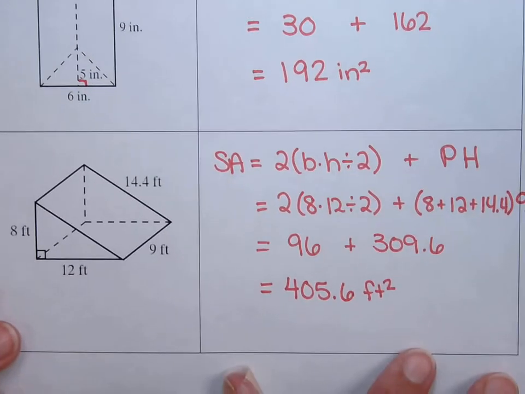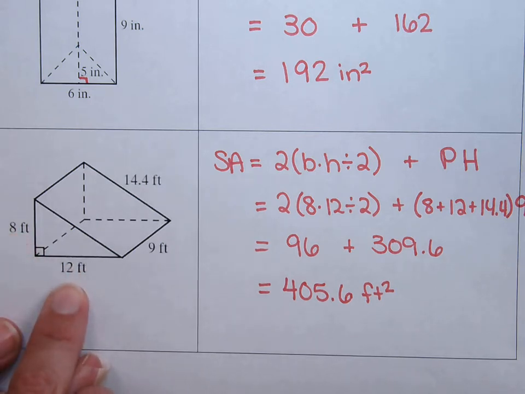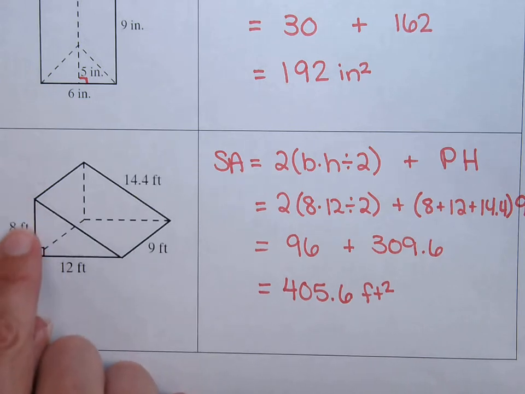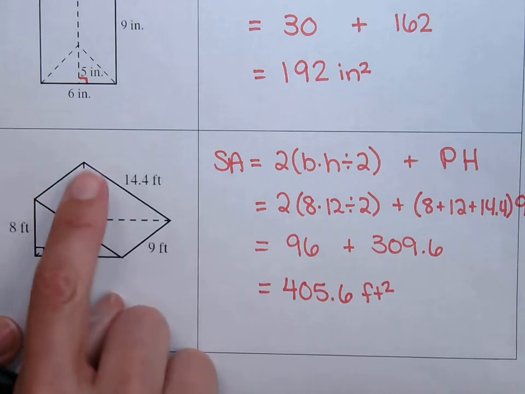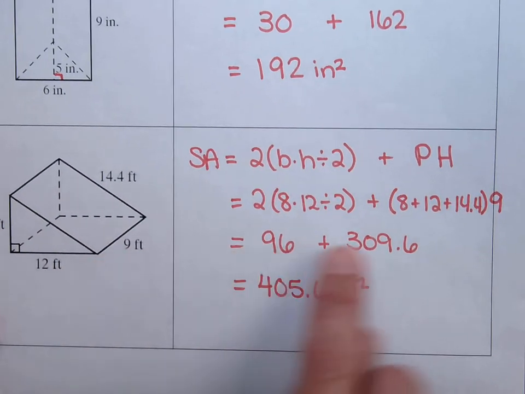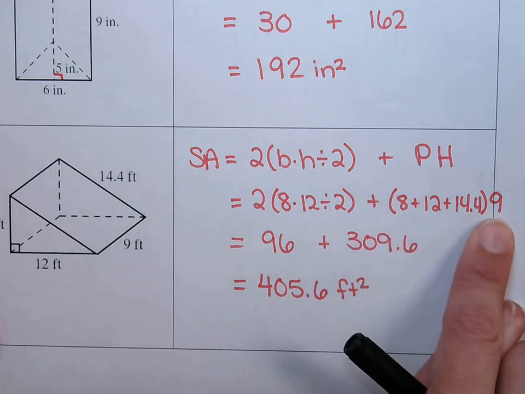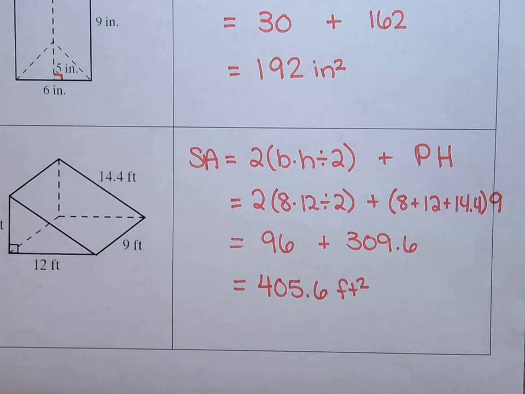On number 3, my base and height of my triangle make that 90-degree angle, so 8 and 12 divided by 2. And then the perimeter of my triangle was 8 feet, 12 feet, and 14.4 feet, because that's the same as this. And the height was 9. So I had to do all of this, multiply it by 9, and I find a total surface area of 405.6 square feet. And those are your notes on surface area of triangular prisms.